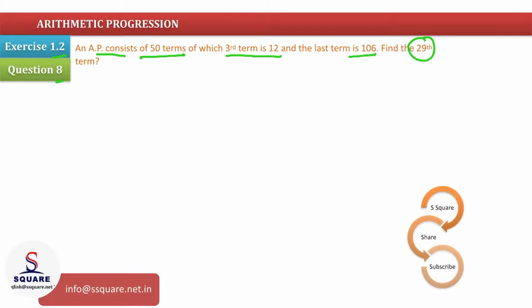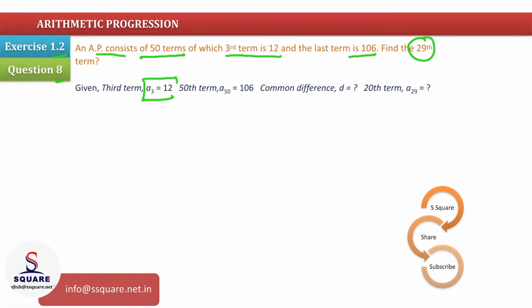So first thing we have to write whatever they have given. Third term they have given as 12, so I write like this: A3 is equal to 12. Next, the total consists of 50 terms, so the last term is 106, which means the 50th term is 106. A50 is 106. Common difference we have to find, and they are asking the 29th term.